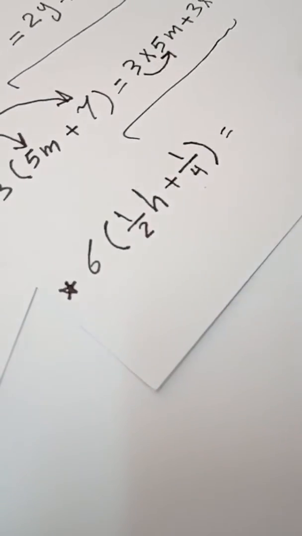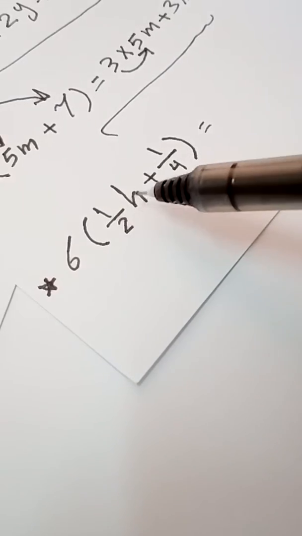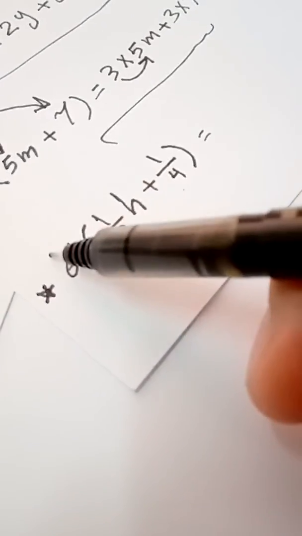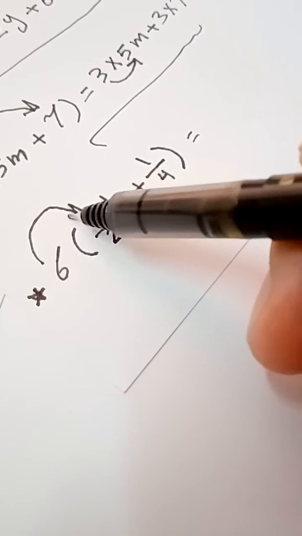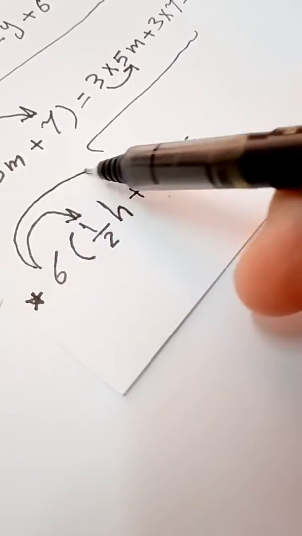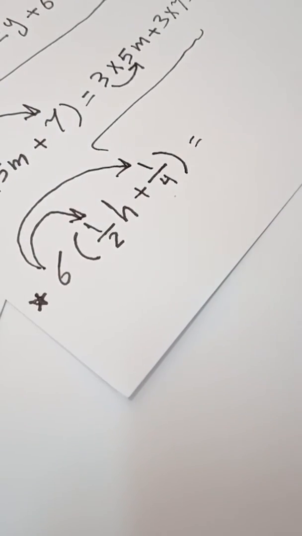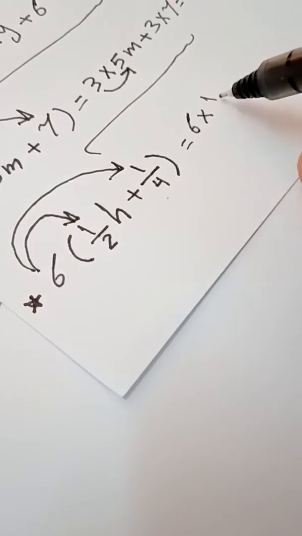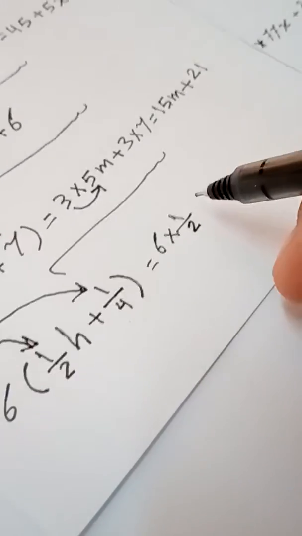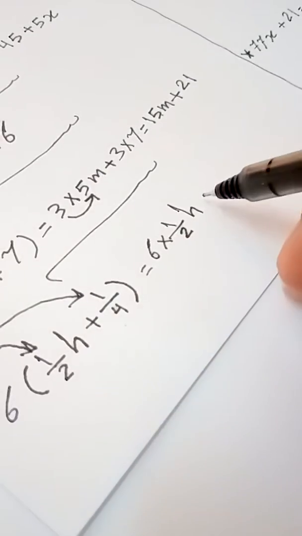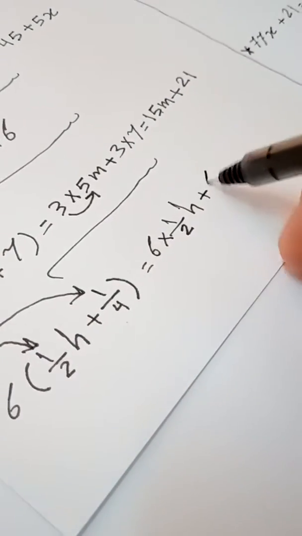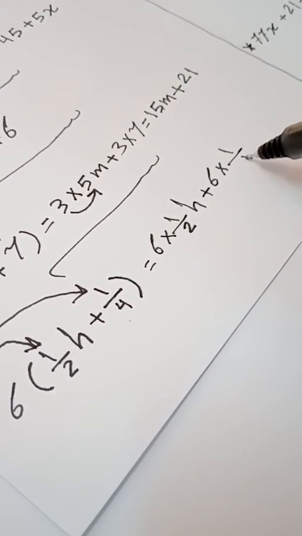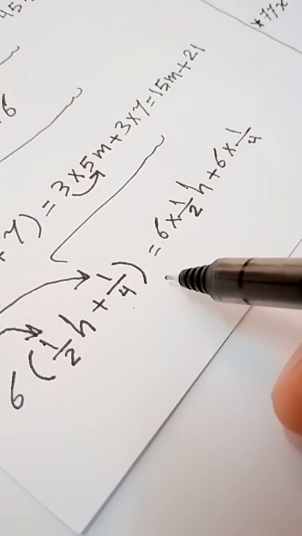Now in this example, I have 6 times 1 over 2h plus 1 over 4. What do I do here? Take 6 multiplied by 1 over 2h, then take 6 multiplied by 1 over 4. So I can write now 6 times 1 over 2 h plus 6 times 1 over 4.